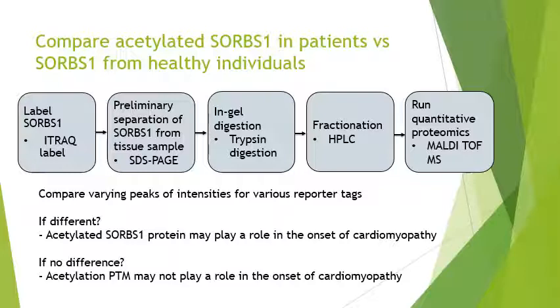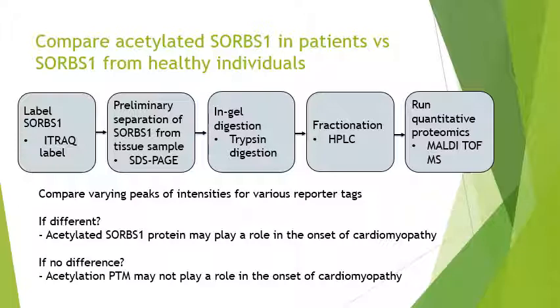Okay, so this is our hypothesized workflow to compare the amount of acetylated SOX1 protein in patients suffering from cardiovascular diseases versus the SOX1 protein from healthy individuals. At the first step, we label the SOX1 protein with an isobaric tag, so this will be identified during mass spec in the later steps. After labeling the SOX1 protein with the isobaric tag, specifically at the acetylated region of your SOX1, we propose the preliminary separation of the SOX1 protein from the tissue sample. This will be done by SDS-PAGE, and we can isolate the bands of SOX1 protein because we know the exact molecular weight as proven by theoretical findings.